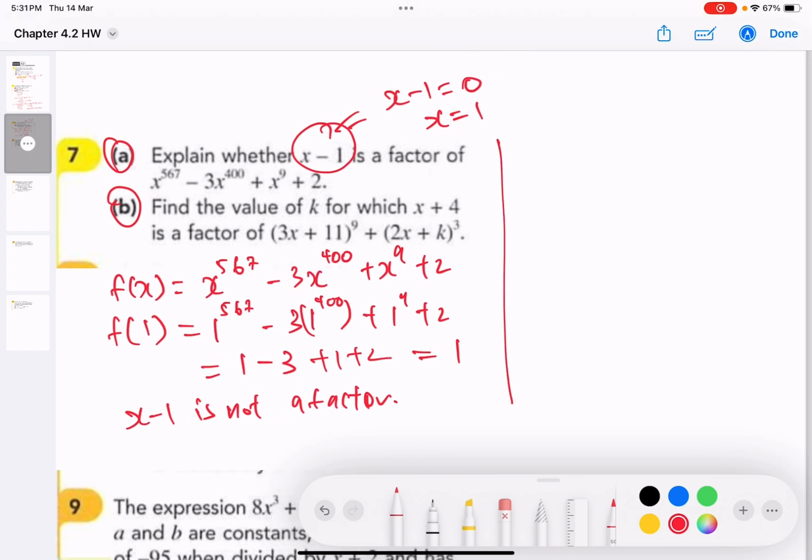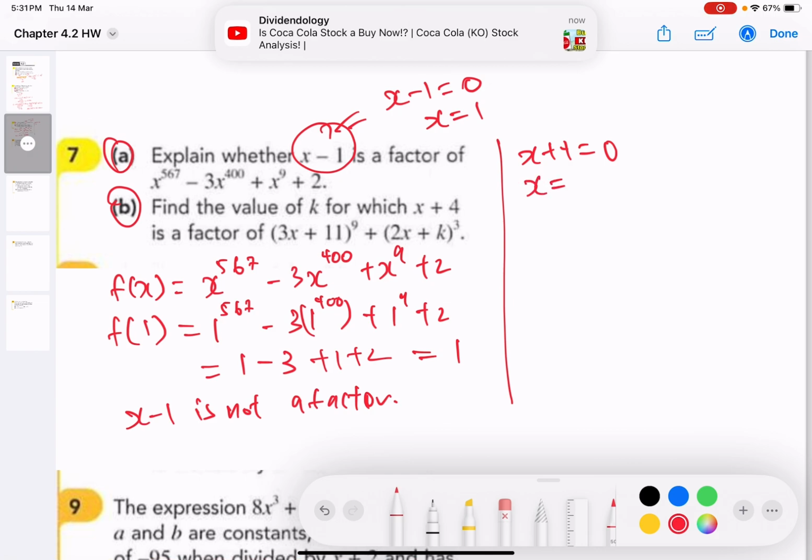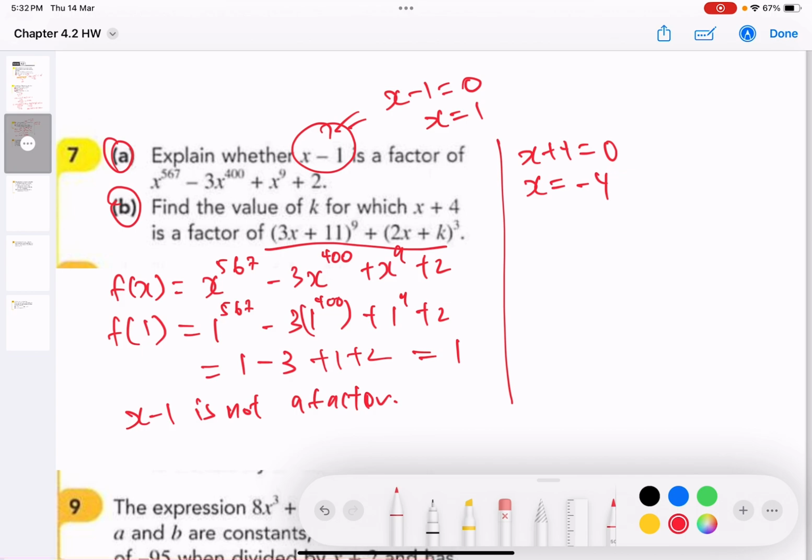How about part B? Find the value of k for which x plus 4 is a factor. So if I know x plus 4 is a factor, that means it's going to be equal to 0, x is equal to negative 4. So I'm going to substitute this into the dividend function, substitute negative 4 inside. And I know I'm going to get 0, right?